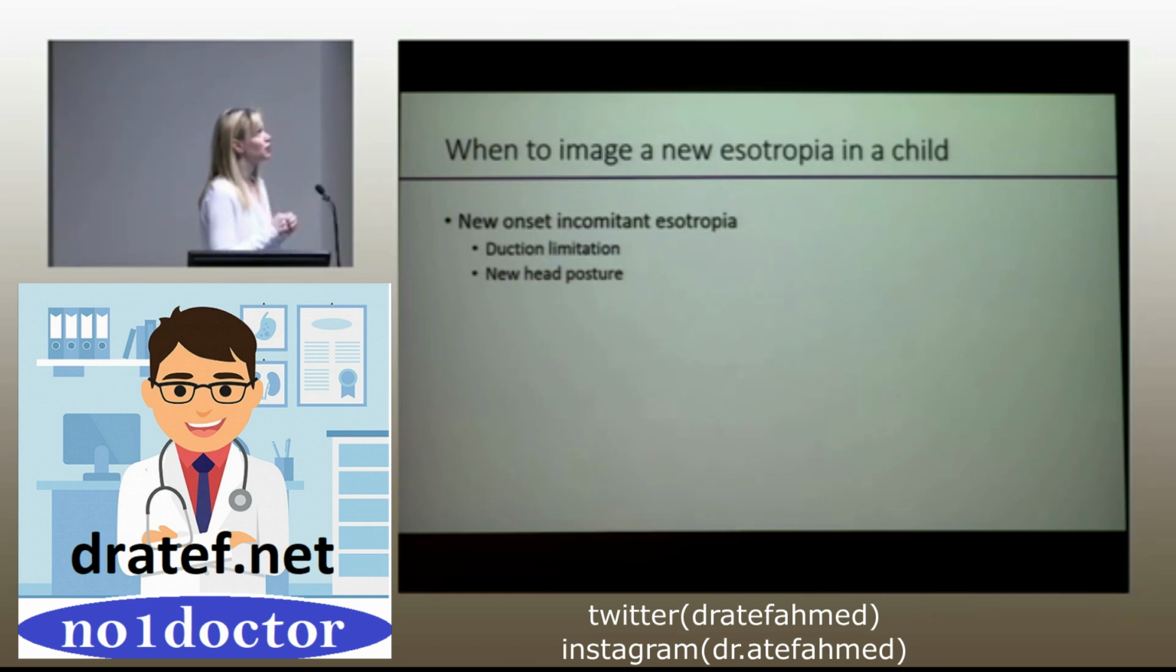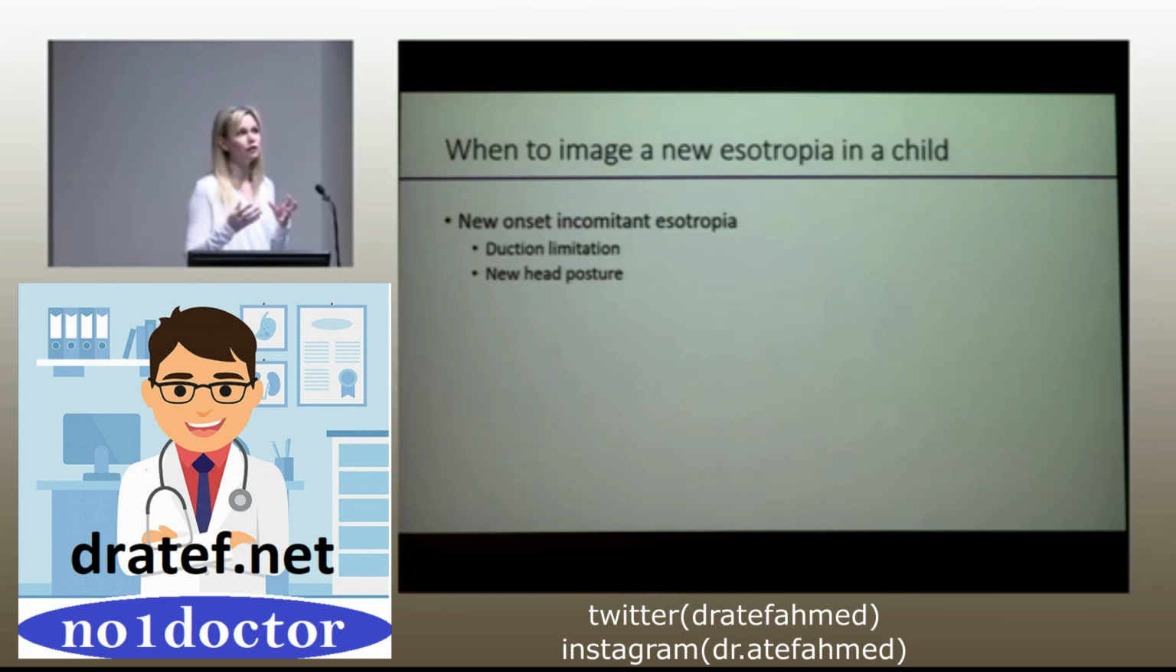So some things to watch out for: if it's an incomitant esotropia, that's a big red flag that this should be imaged. And it can be difficult in a 2-year-old child to ensure that all of their ductions are completely full, especially in an ER setting. And so adduction limitation is certainly going to help you determine if it's incomitant, but a new head posture, as we discussed earlier, is also a sign.